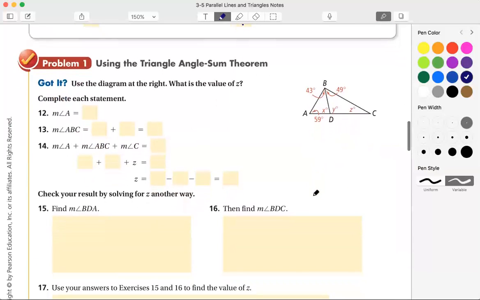Okay, so use the triangle sum theorem. So here's the diagram. The measure of angle A from the diagram is 59 degrees. The measure of angle ABC is going to be 43 plus 49, which is 92. The measure of angle A plus ABC plus C has to be 180 degrees because that's a triangle. So 59 plus 92 plus C equals 180 degrees. So C equals 180 minus 59 minus 92, which equals 29.